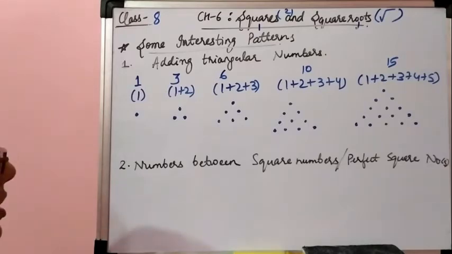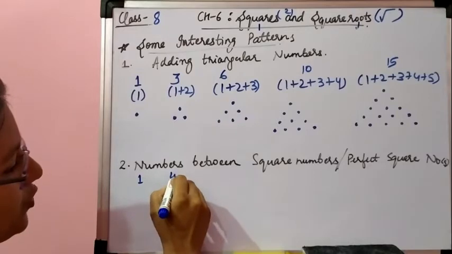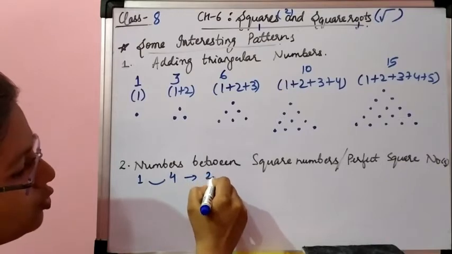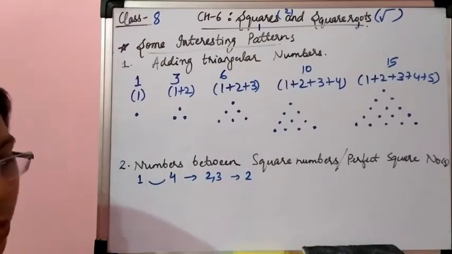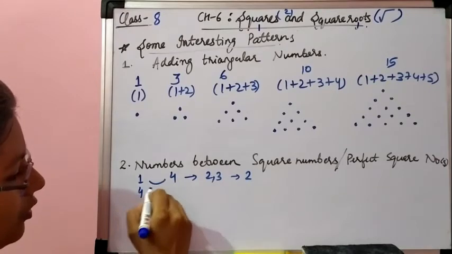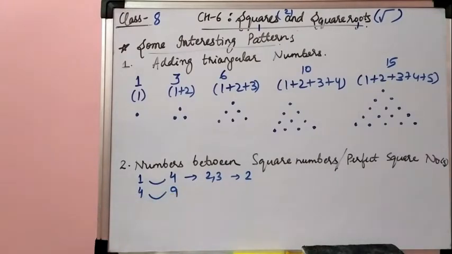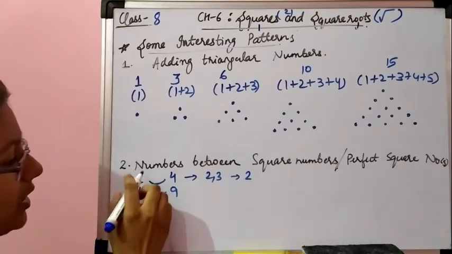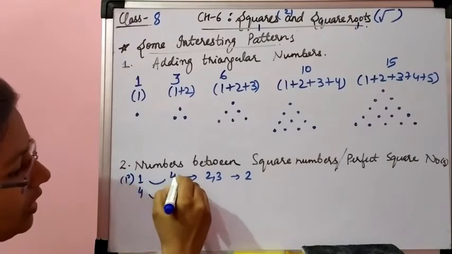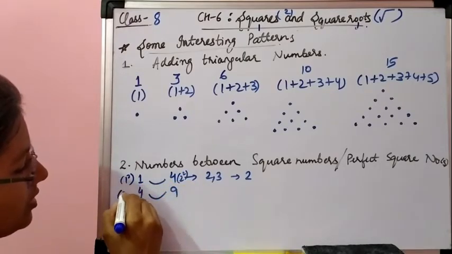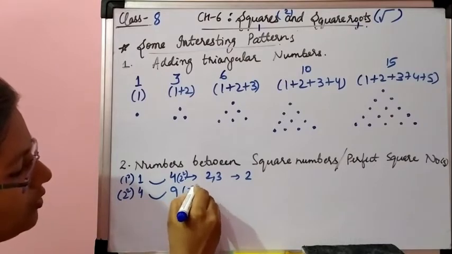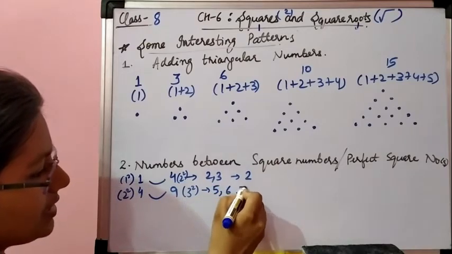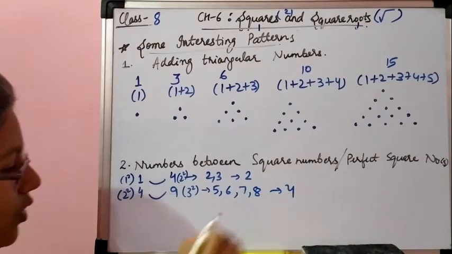Okay. Now numbers between square numbers. Now supposingly the first square number is 1 and the next is 4. How many numbers are coming in between? 2, 3. So how many are they? 2. Similarly between 4 and 9, okay, they should be consecutive square numbers. Like this is the square of 1, and this is the square of 2. Similarly this is the square of 2 and this is the square of 3. So between 4 and 9, what is coming? 5, 6, 7 and 8. How many are they? 4.